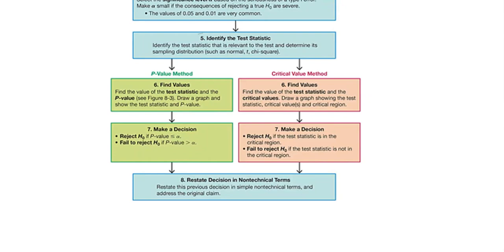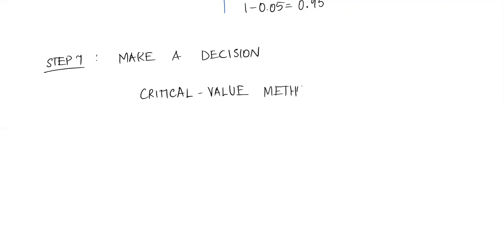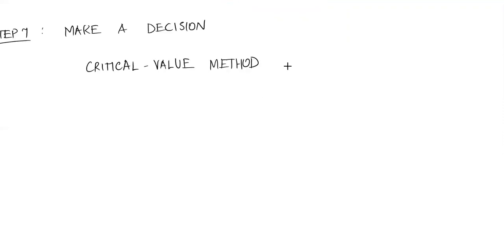So under the p-value method, it says these are the guidelines to either reject or fail to reject, and likewise under the critical value method. Okay, I'm just going to do that here. Make a decision. So that will be the critical value method, and another column for the p-value method.